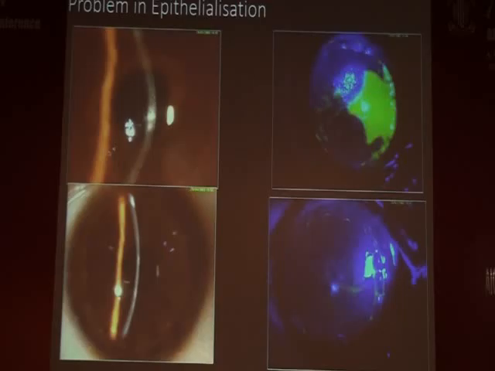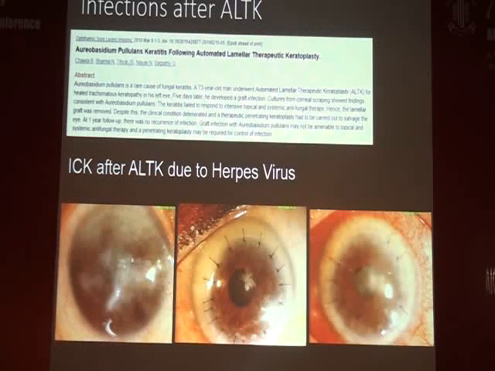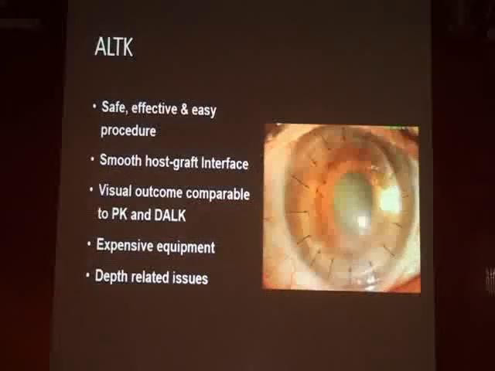This is a case which had a problem in epithelialization, and this healed finally on autologous serum. And we had two cases of infection in our series, one due to Aureobasidium pullulans keratitis, which we reported, and the other was a case of infectious crystalline keratopathy after ALTK, and was positive for herpes antigen. And when we started acyclovir, the patient responded.